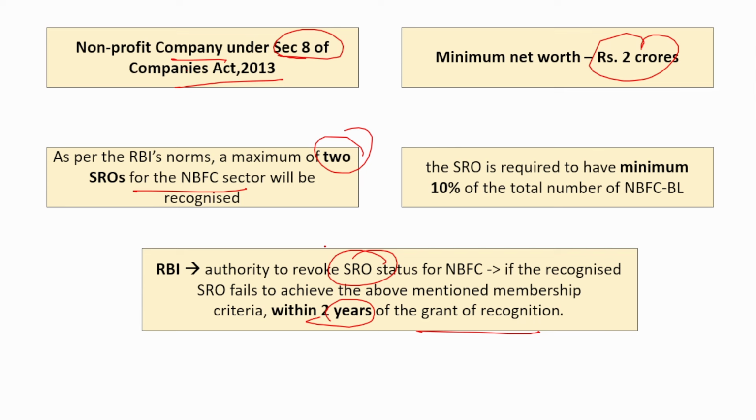See, the SRO has told that within 1 year of forming this SRO, I will maintain this net worth of 2 crores. Now RBI waited for 2 years, but still it has not maintained this net worth. Then RBI can revoke the status, that is the SRO status that it had given, it can take it back for not following the conditions.